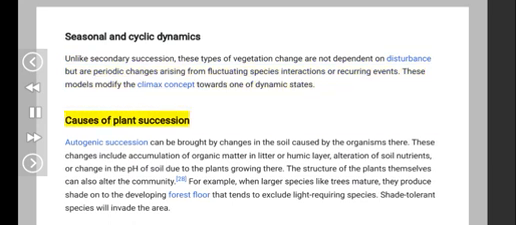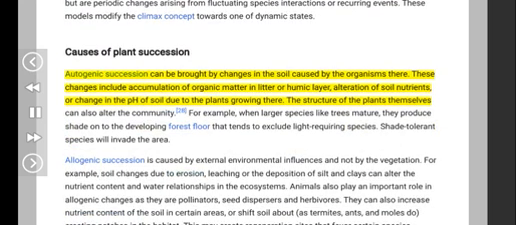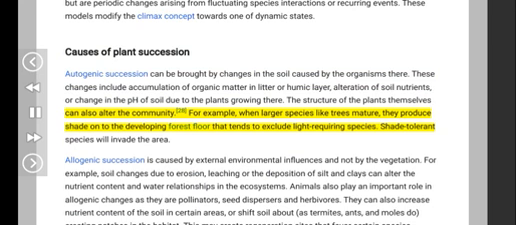Causes of plant succession. Autogenic succession can be brought by changes in the soil caused by the organisms there. These changes include accumulation of organic matter in litter or humic layer, alteration of soil nutrients, or change in the pH of soil due to the plants growing there. The structure of the plants themselves can also alter the community. For example, when larger species like trees mature, they produce shade onto the developing forest floor that tends to exclude light-requiring species. Shade-tolerant species will invade the area.